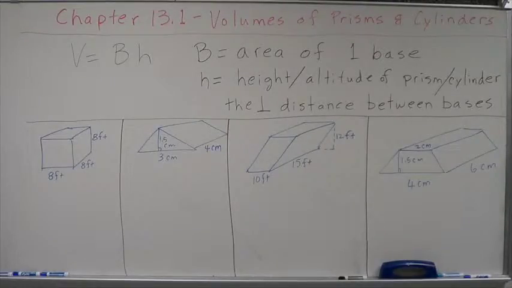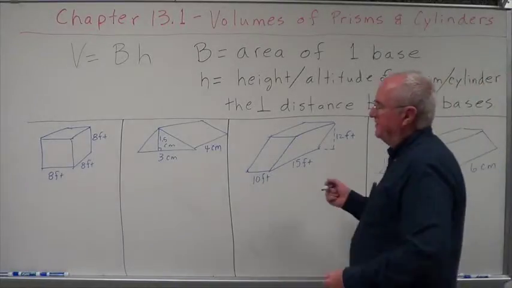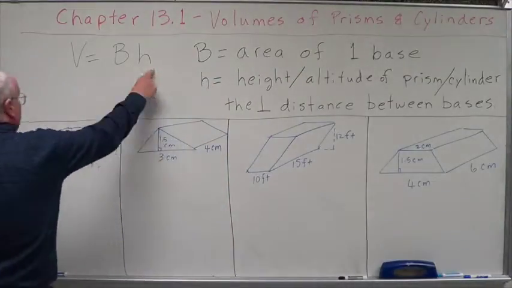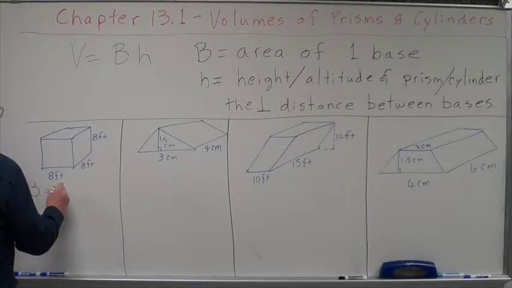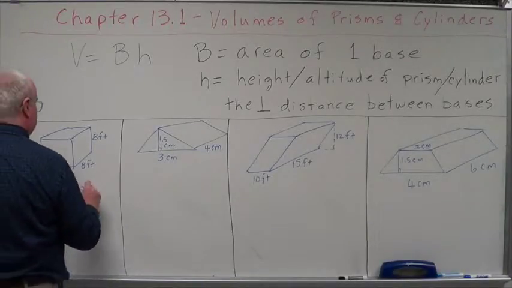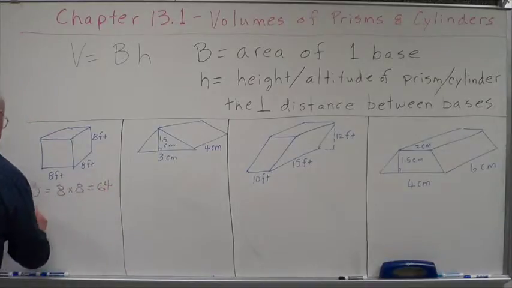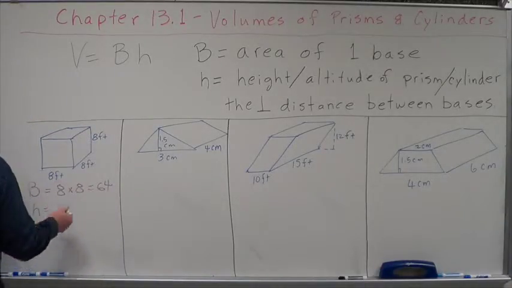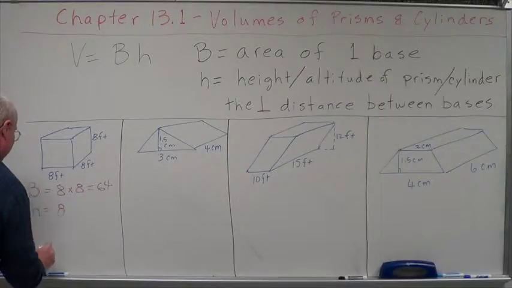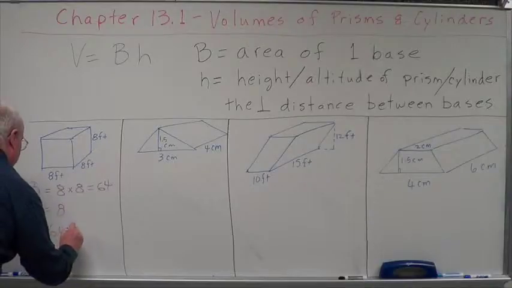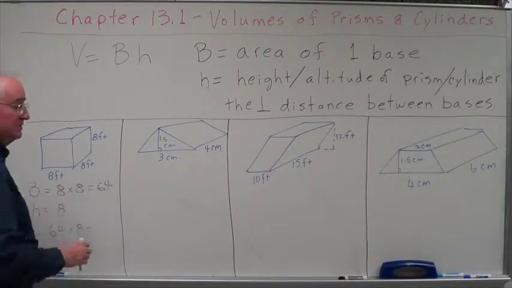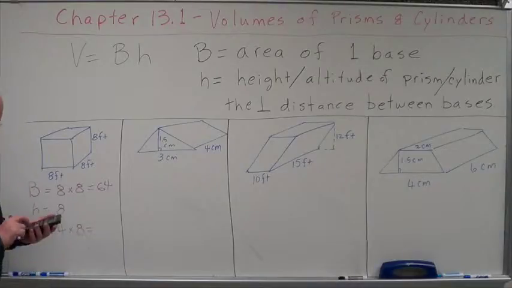Now we're going to do some problems. Let's look at these. We've got a cube over here, 8 foot by 8 foot by 8 foot. Doesn't look much like a cube. We find the area of the base and the height. Let's use the bottom as the base. So the base is simply going to be 8 times 8 equals 64. Height is the distance between the bases, which is going to be 8. So the volume equals 64 times 8 equals, I believe that is 256.